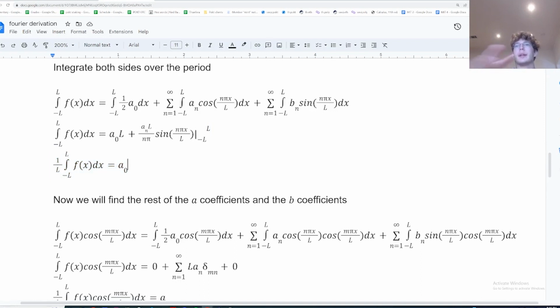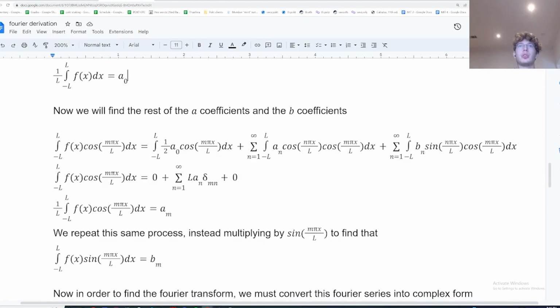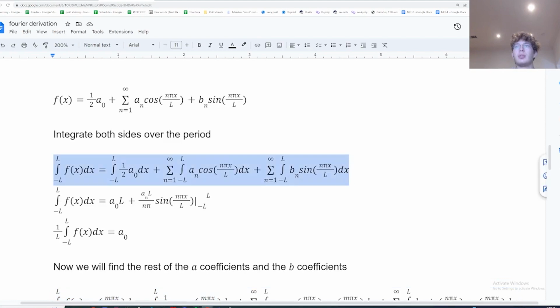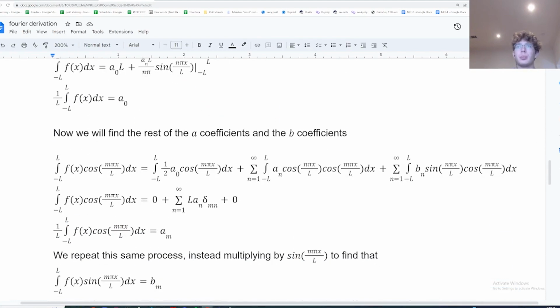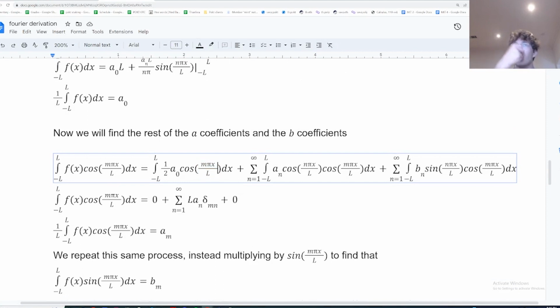So now that we have a of 0, let's figure out how we're going to find the rest of the coefficients. We integrate again what we just had up above, except we're going to multiply both sides by cosine of m pi x over L. And this is where the principle of orthogonality comes in again. This term is an odd function, so this integral becomes 0. This other term becomes 0 by the principle of orthogonality. And this term is going to equal L times a of n times delta m n, just by the orthogonality principles that we demonstrated above.